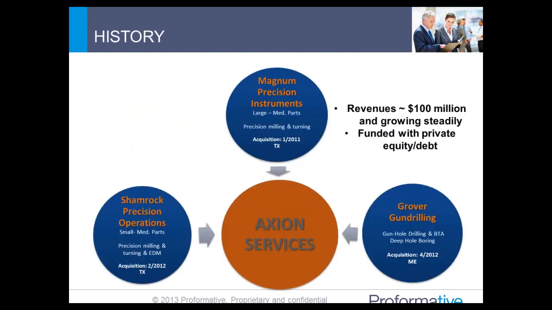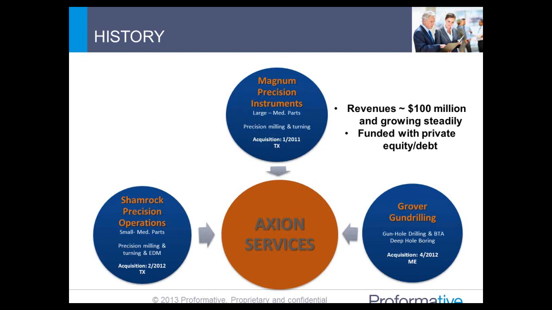Just to give you some background about our history, we basically acquired 3 companies in the past 2 years. We started with Magnum Precision Instruments, which is located here in Houston, Texas. We acquired them back in January of 2011, so 2 years ago. This company specializes in large and medium parts.